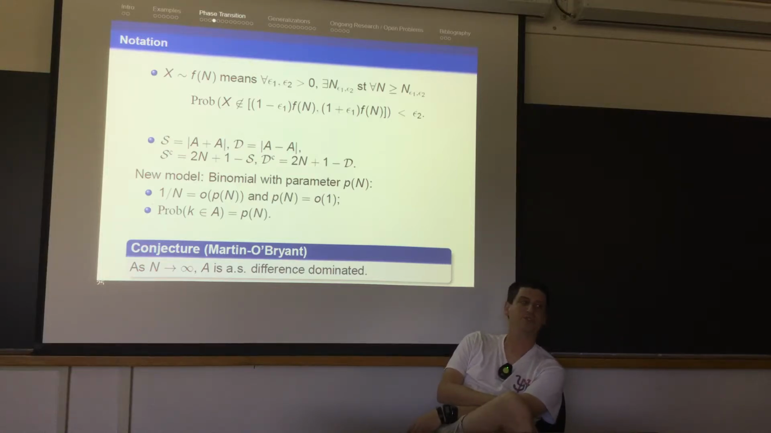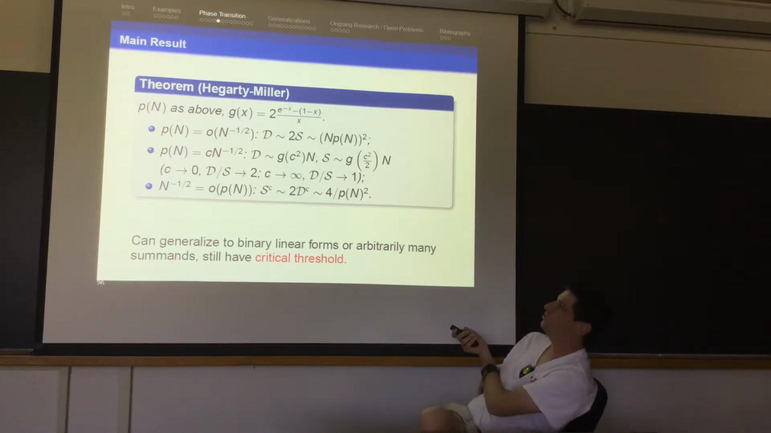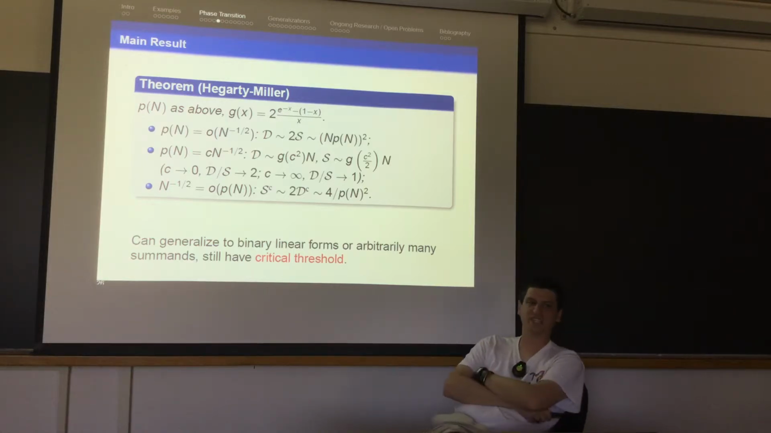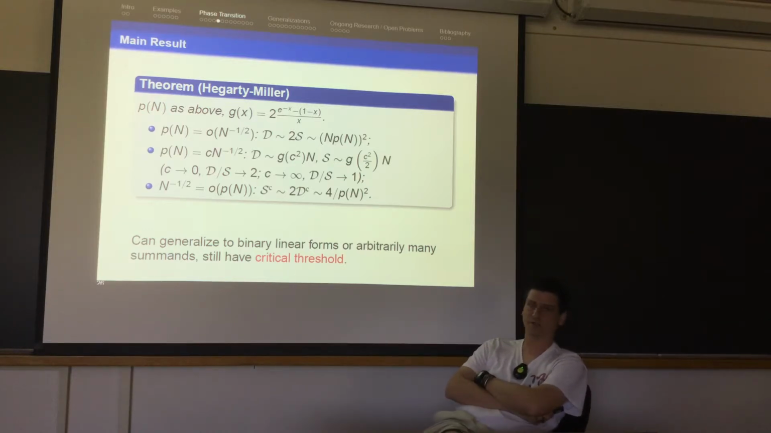The only way you're going to see a positive percent of the time being sum dominated is when you have a fixed constant probability of choosing an element. And so the theorem that Peter Hegarty and I proved was the following. So I love this function. g of x is 2 times (e to the negative x minus 1 plus x) over x. So you're basically throwing away a little bit of the Taylor expansion of e to the minus x. The probability that we choose our element, if it's of size little o of square root of n, it means it's decaying faster than that, then the difference set is basically twice the size of the sum set.